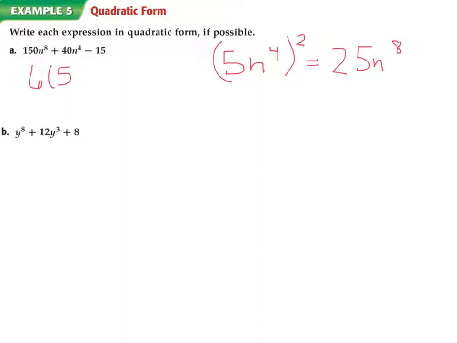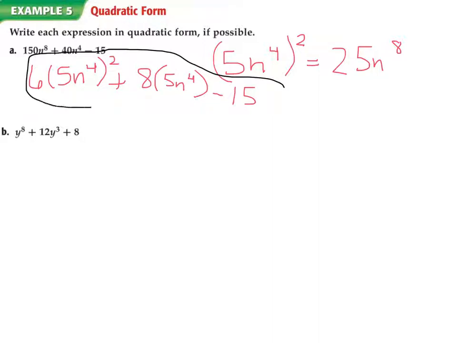So when we're rewriting this exact example, we're going to say 6 times 5n to the 4th squared plus 8 parentheses 5n to the 4th minus 15. And that's all we have to do. I'll go ahead and circle this because I got a little bit messy up there. So our final answer is in the black circle.